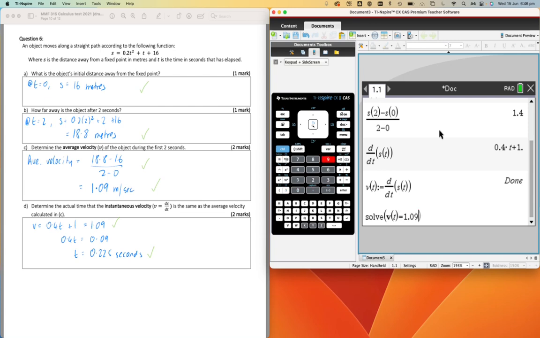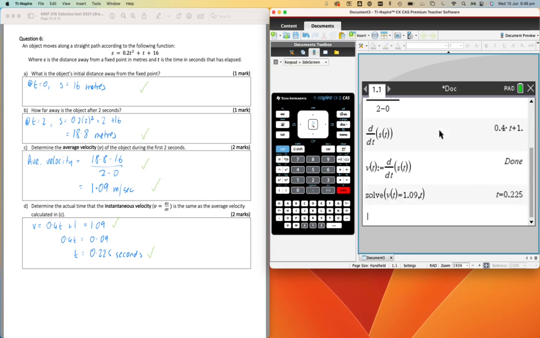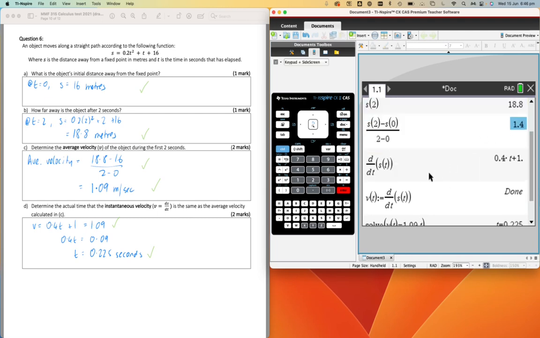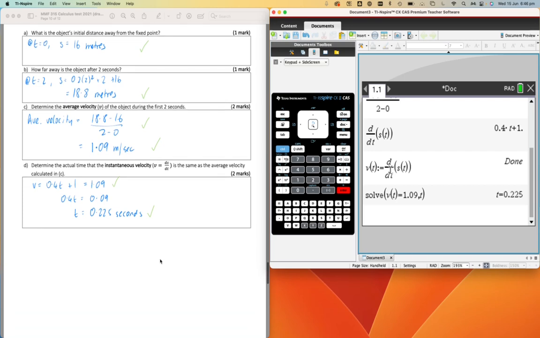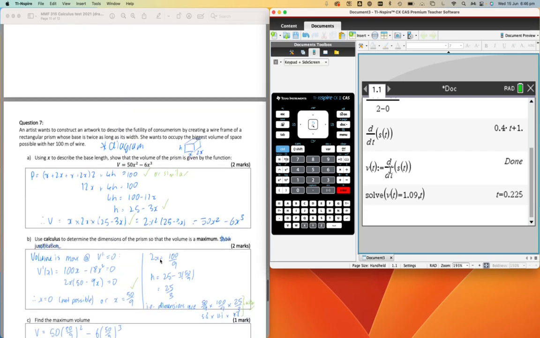And then I can just go solve V of t equals 1.09 with respect to t, close bracket, and it gives me 0.225, which is, I just copied this one, 1.09. I should have done solve V of t equals the value I got up here, 1.4. But anyway, you get the idea. That's the process. You can use your calculator quite powerfully to power your way through these. Now, you can only do that with practice, but the more you can power through, the better.